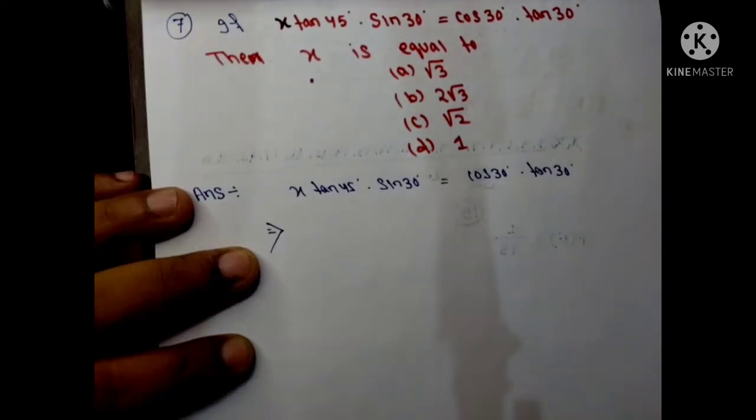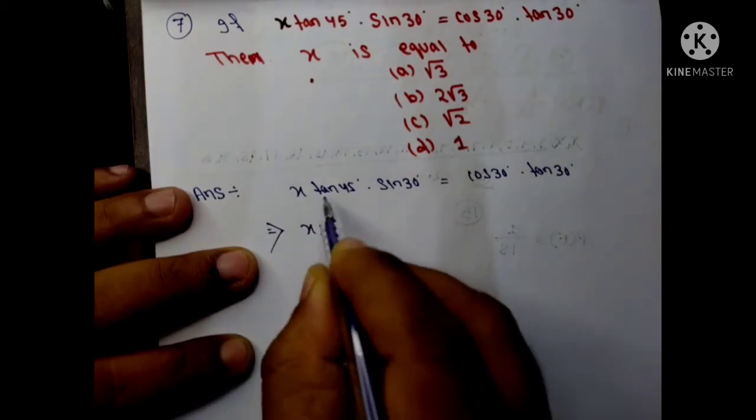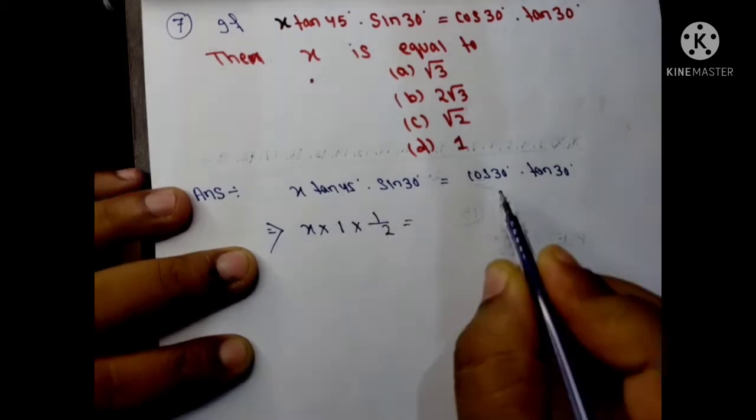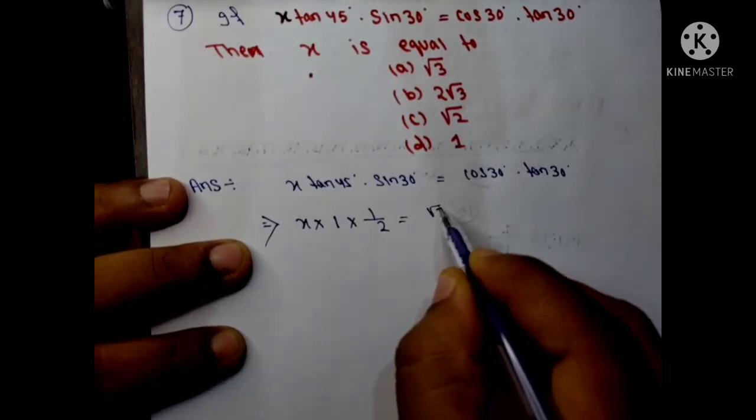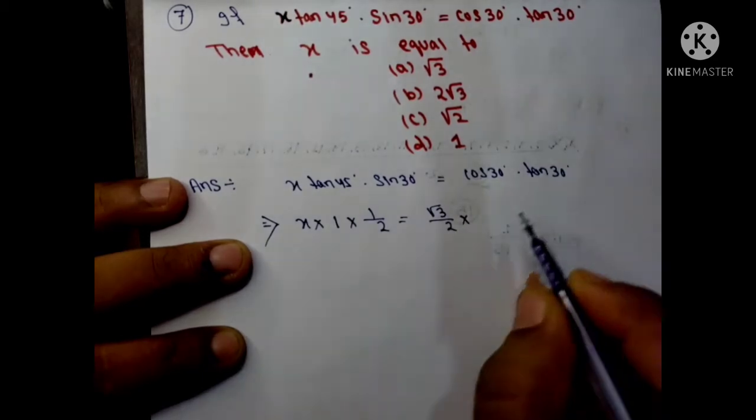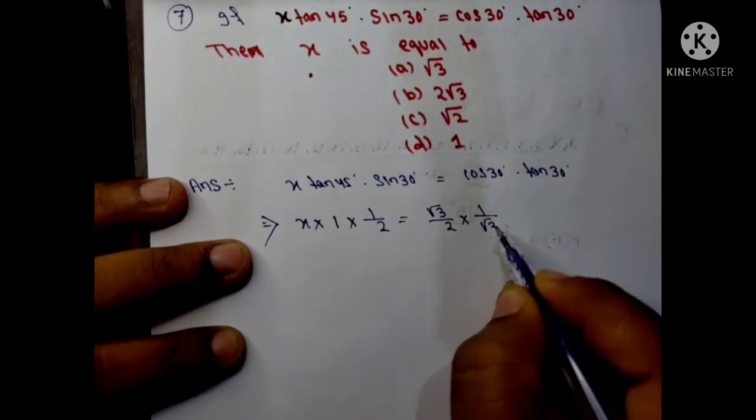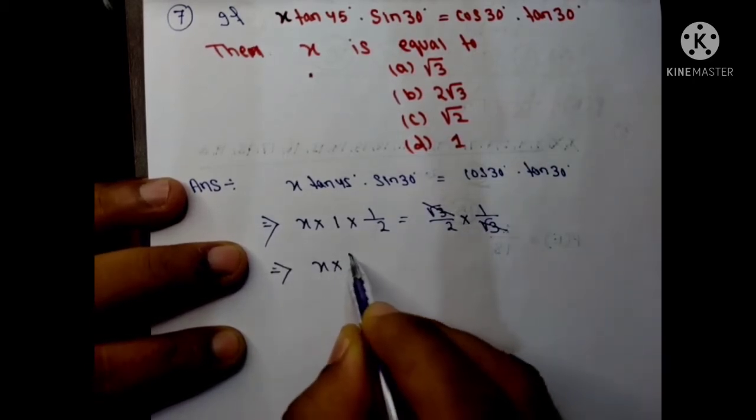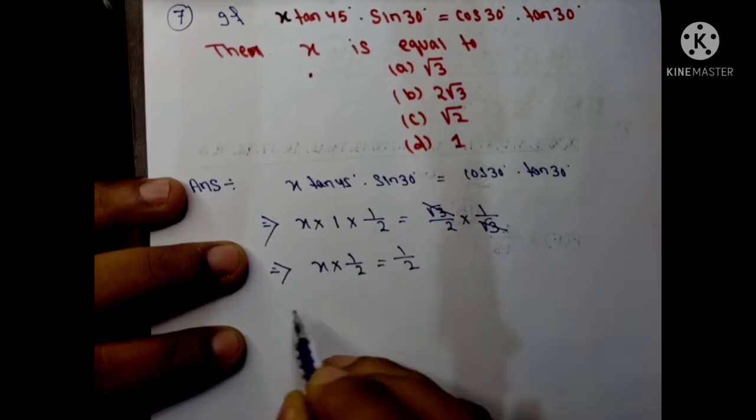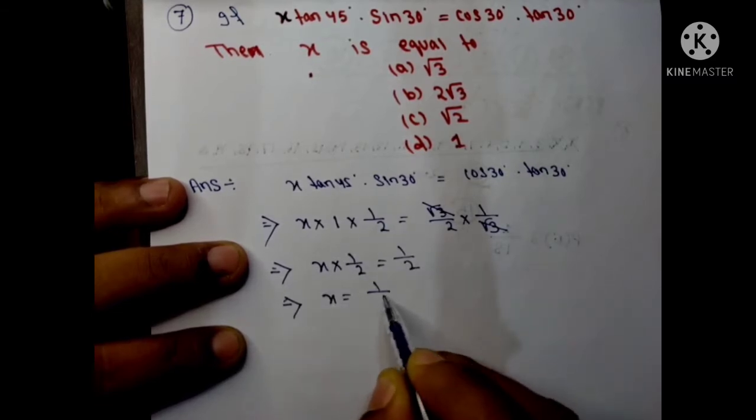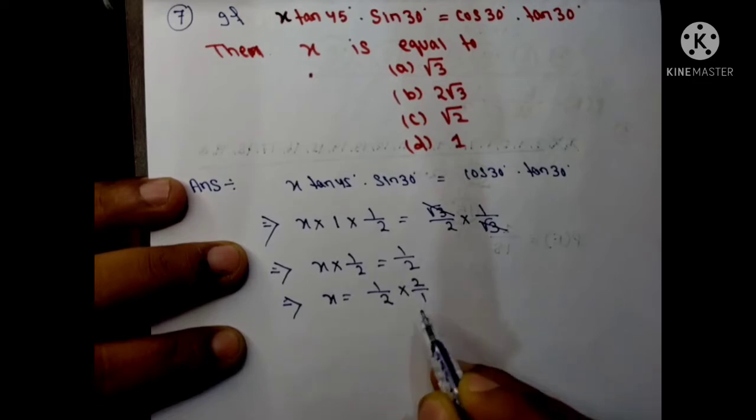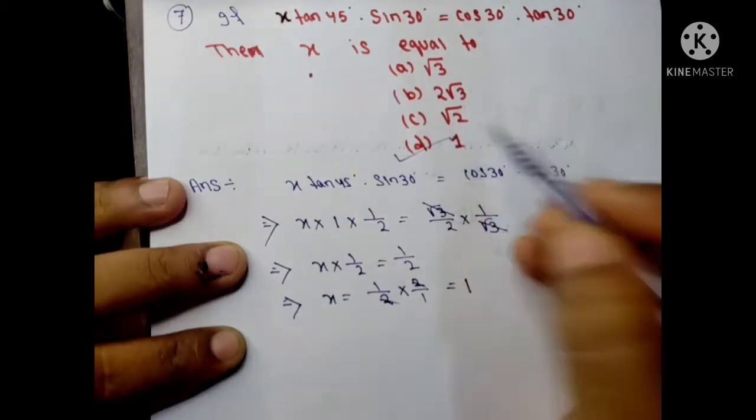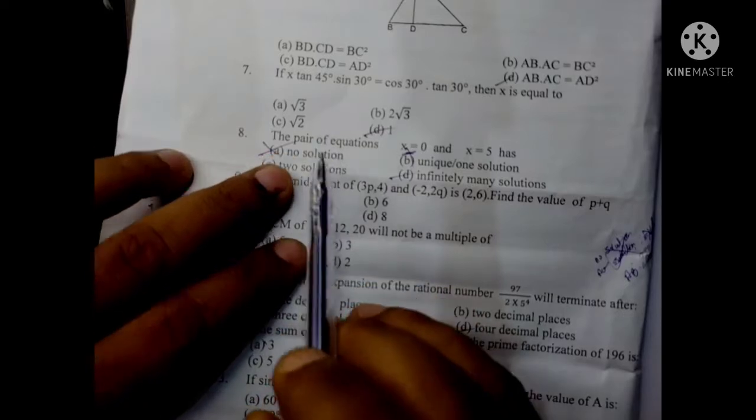Then x into, what is the value of tan 45? It is 1, and the value of sin 30 is 1 by 2. Similarly, the value of cos 30 is root 3 by 2 and the value of tan 30 is 1 by root 3. Now cancel root 3 with root 3. Then x into 1 by 2 becomes 1 by 2. That means x is equal to 1 by 2 into 2 by 1, which is equal to 1. So the answer is option D. Now see the question number 8.